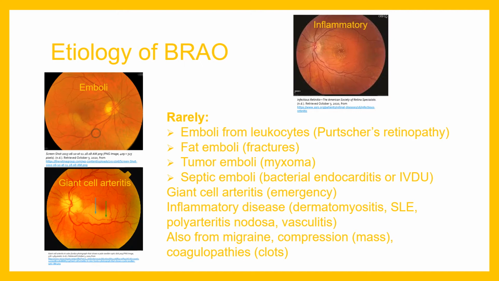Giant cell arteritis, as a cause of anterior arteritic ischemic optic neuropathy, can be a cause of BRAO, as well as other inflammatory diseases like dermatomyositis, lupus, polyarteritis nodosa, and vasculitis. Other systemic causes include migraines, compression due to a mass in the anterior part of the head, as well as coagulopathies, an abnormal tendency for the blood to coagulate and form clots. These can cause BRAO.